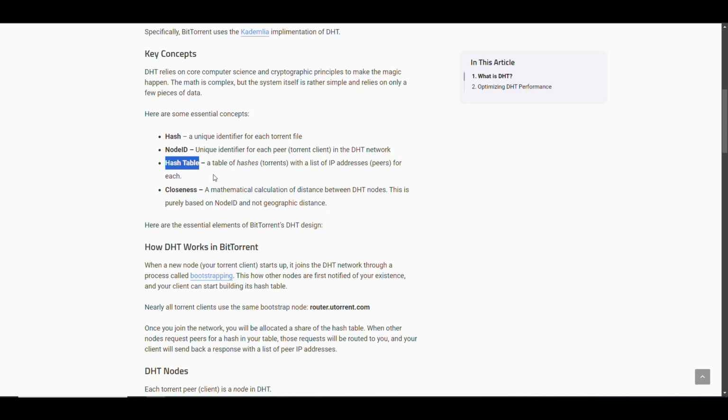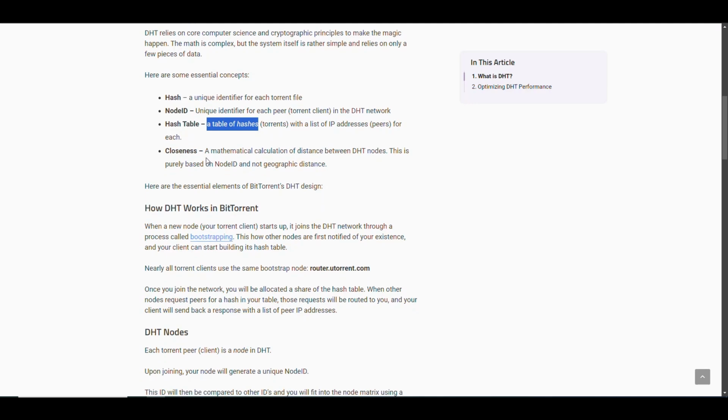The hash table is, like I was describing, a table of hashes. So it has the hash of the torrents, right? And then it has a list of people that are sharing that torrent. So that's why it's a table. It's a matching of the hash of the torrent with a list of people that have it or are participating in that.